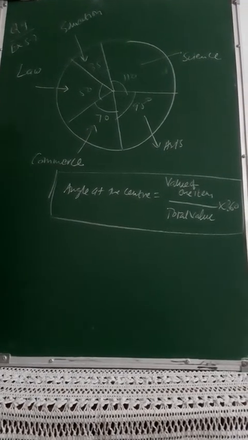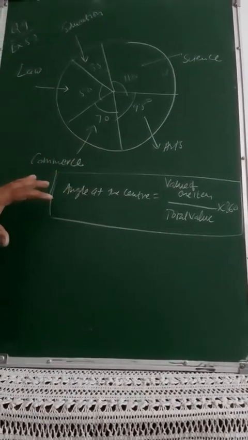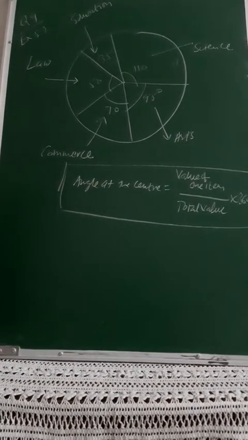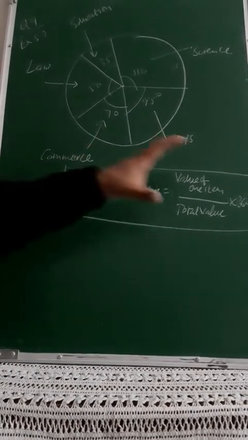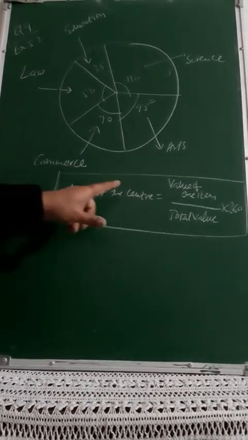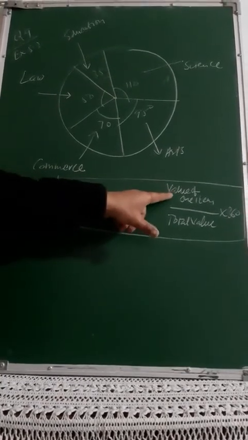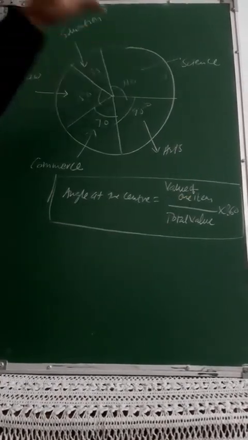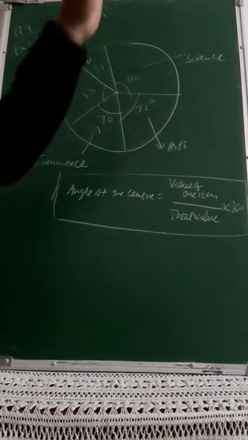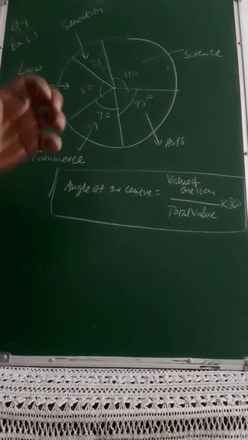Try it. Today again I will try to make you understand how to read the pie chart. These 4 questions are based on the reading part of the pie chart. But to draw the pie chart and to read the pie chart, the key idea is very common. The angle at the center is always equal to the value of one item, that is a single item, divided by the total, into 360. This is the key idea, whether you have to draw or read.